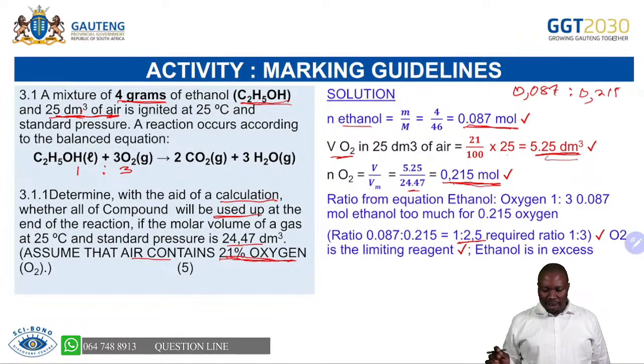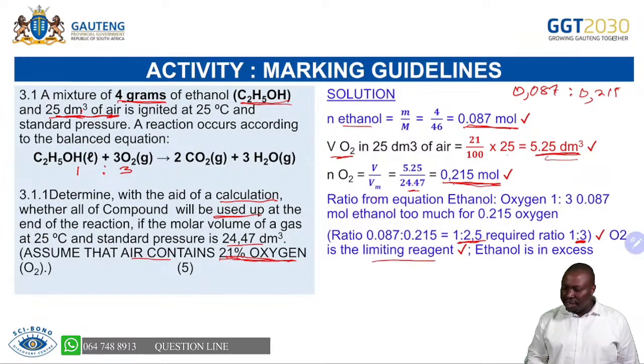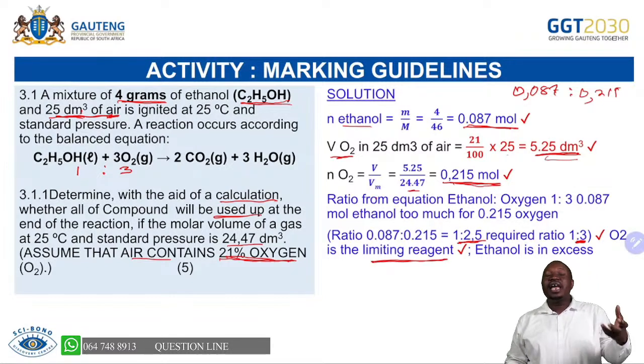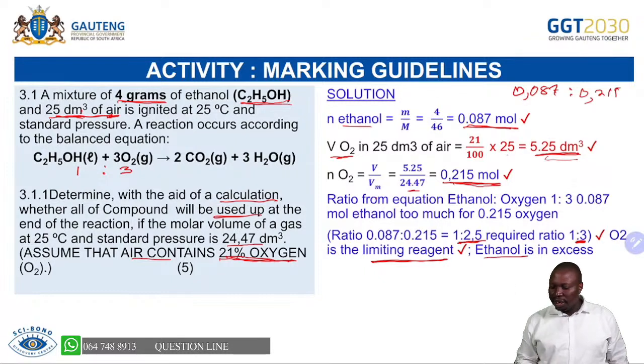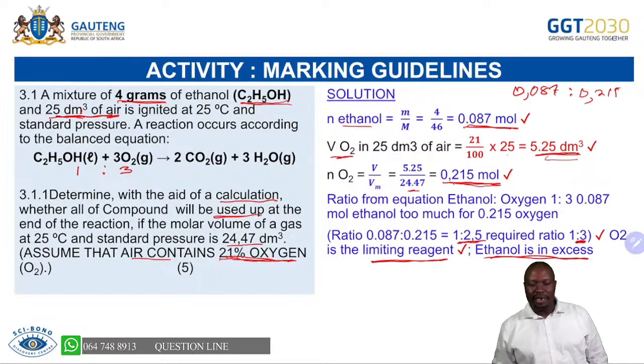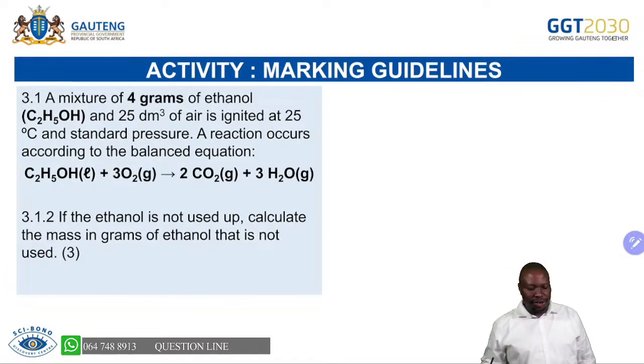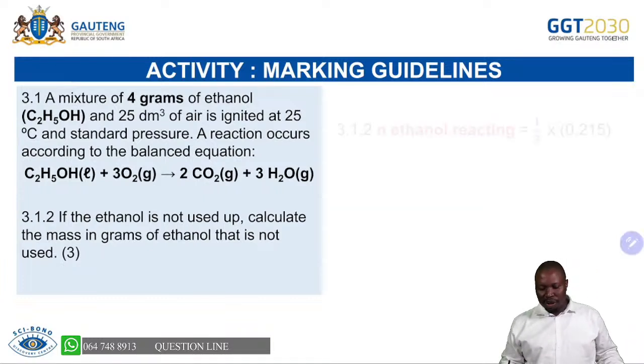So you are able now to see that the ratio that we are having is 1:2,5. The ratio of those two is 1:2,5 instead of the required 1:3. And then we are saying oxygen is the limiting reagent because we don't have enough oxygen. We have 2,5. We're expecting a ratio of 1:3. So you know that ethanol is in excess because oxygen is the limiting reagent. So it's important you are able to do such a calculation, and you are able to see what happens.